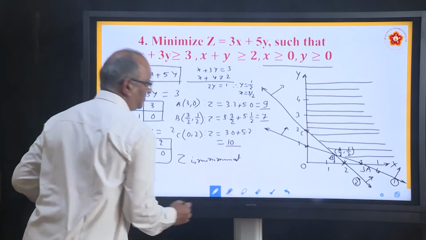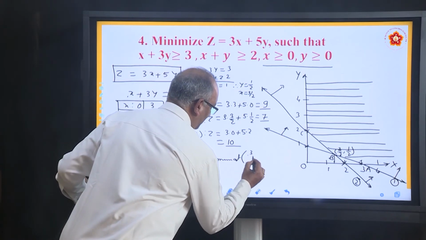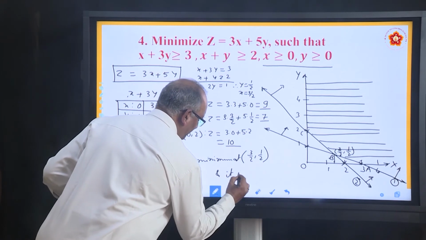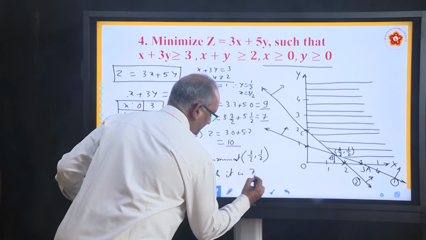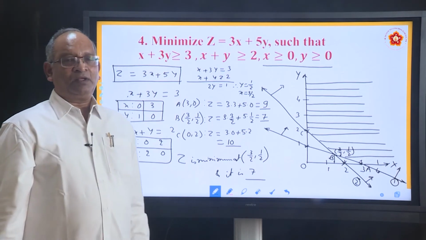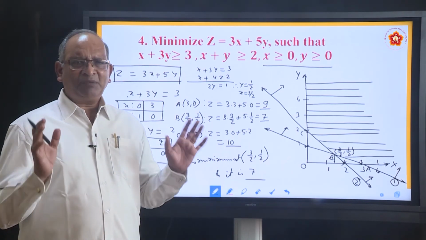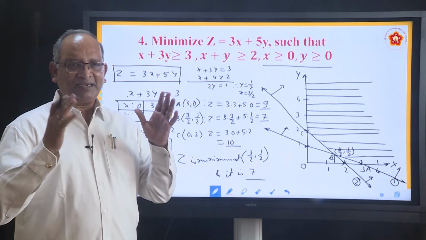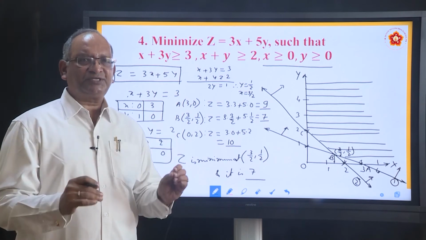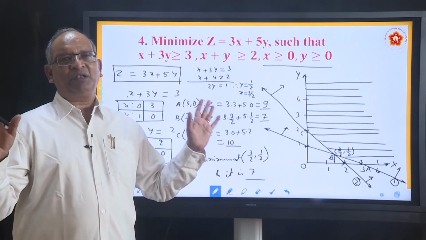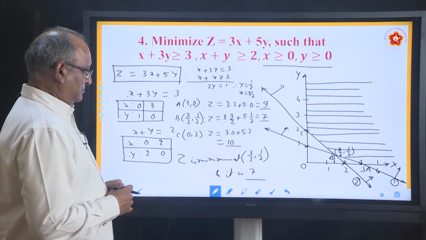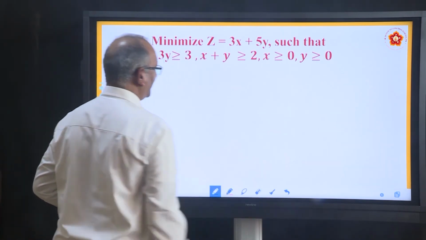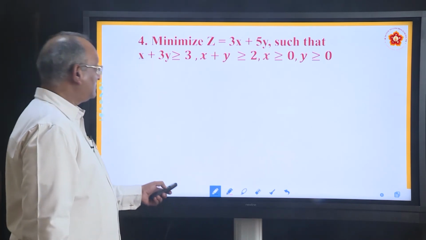at, what is the point? 3 by 2, 1 by 2. And what is the minimum value? It is 7. This is the answer. So what do you find? You find problems are similar. No doubt, number of lines may be more. But understand the procedure. Same procedure we are going to follow till the last problem of this chapter. We will move on to the next problem.